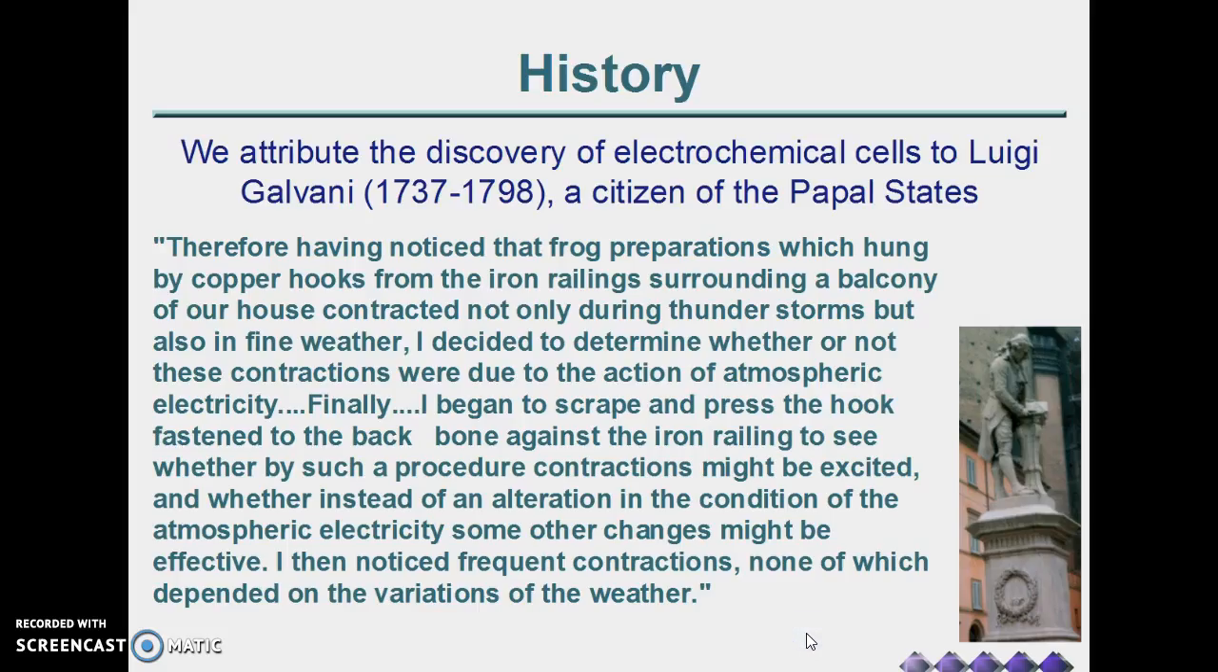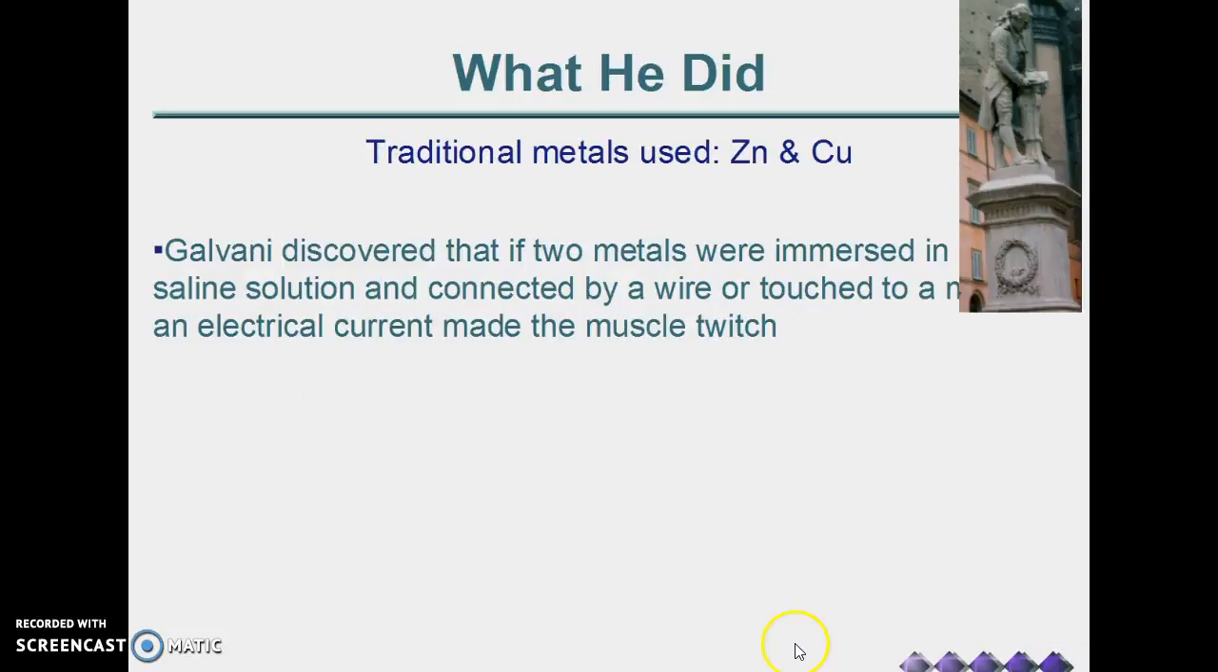This is our history of electrochemical cells. It goes back to Luigi Galvani in the 18th century, and this is his testimony. He was actually working with frog muscles, and you can read that if you'd like. But what it comes down to is, he took two different metals and immersed them in a saline solution, connected them by a wire, or touched them to a muscle, and developed an electrical current that made the muscles twitch.